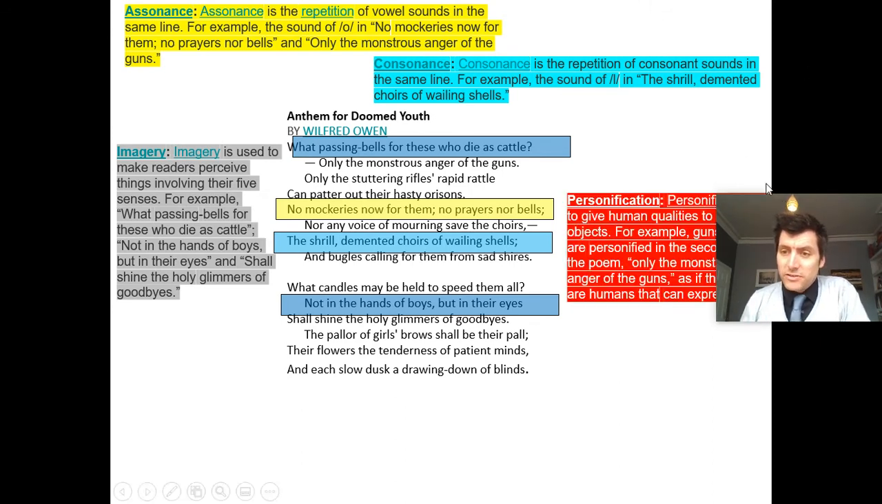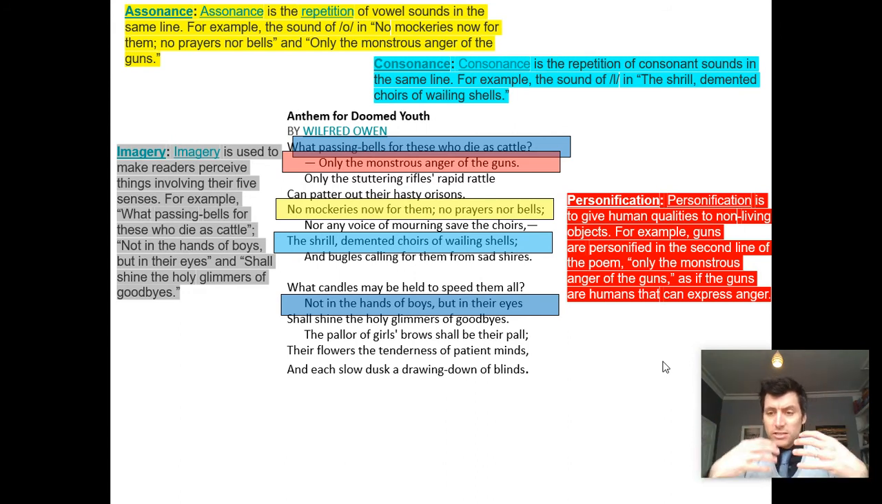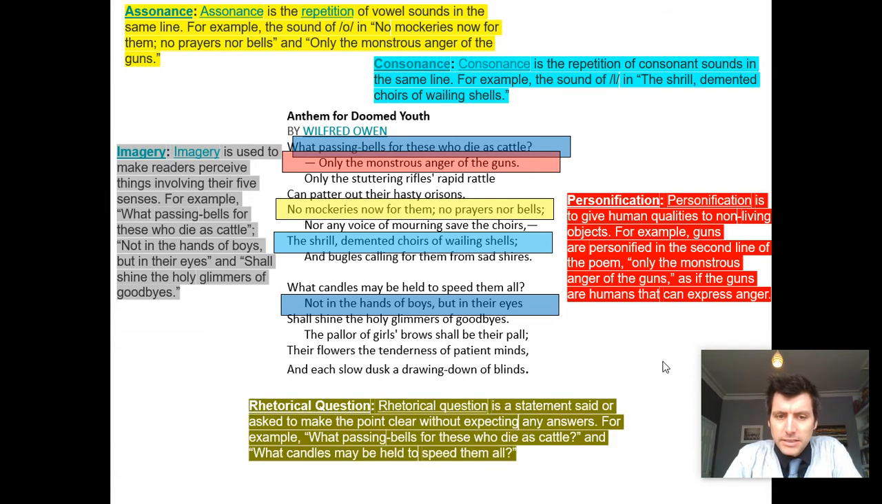Personification we talked about within our figurative language around Gothic fiction. It's this idea of giving human qualities to non-living objects. So here the guns are personified: the monstrous anger of the guns. Guns have emotions, but the anger that they're showing, in terms of how the machine guns and other weaponry developed as World War I went on, shows they're being written as though they've got emotions, that they are feeling anger. They're being personified to make the point that the fury they're causing is greatly problematic.